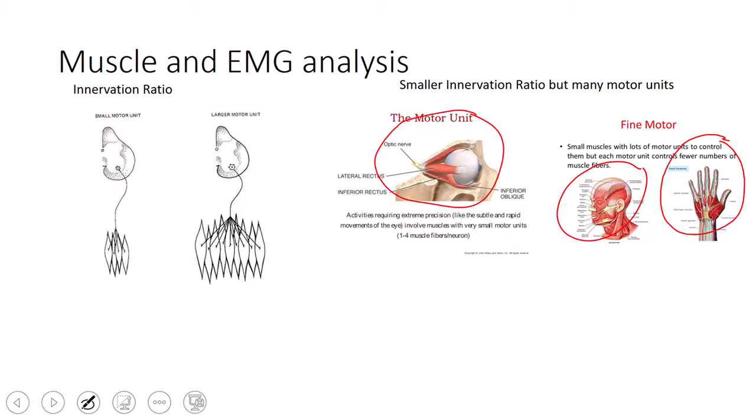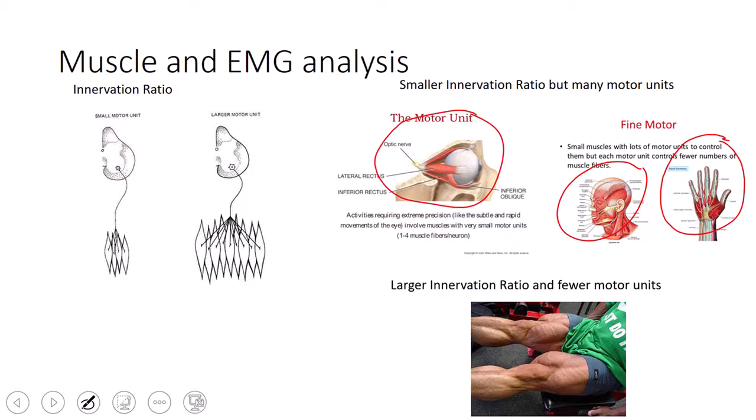Whereas muscles that typically are used for very gross movements, strength and power, have a very high number of muscle fibers per motor neuron. So fine motor control units may have less than maybe 100 fibers per unit, whereas large, stronger units, like those of the thigh or the glutes, may have thousands of fibers per unit. So it just depends on what they're used for.